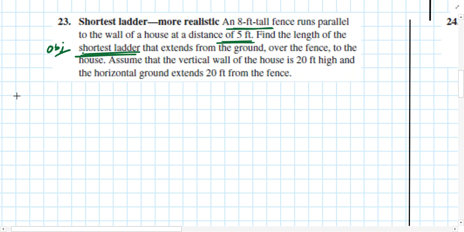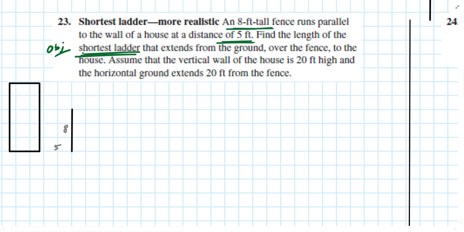So a sketch might be helpful here. If this box is kind of a side view of the house and this vertical line represents the fence, we're being told that the fence is 8 feet tall and it's 5 feet away from, or parallel to, the side of the house. And so what we have to do is find a ladder that has the minimum length that will reach this house and still go over the fence and essentially come in contact with the ground down here.